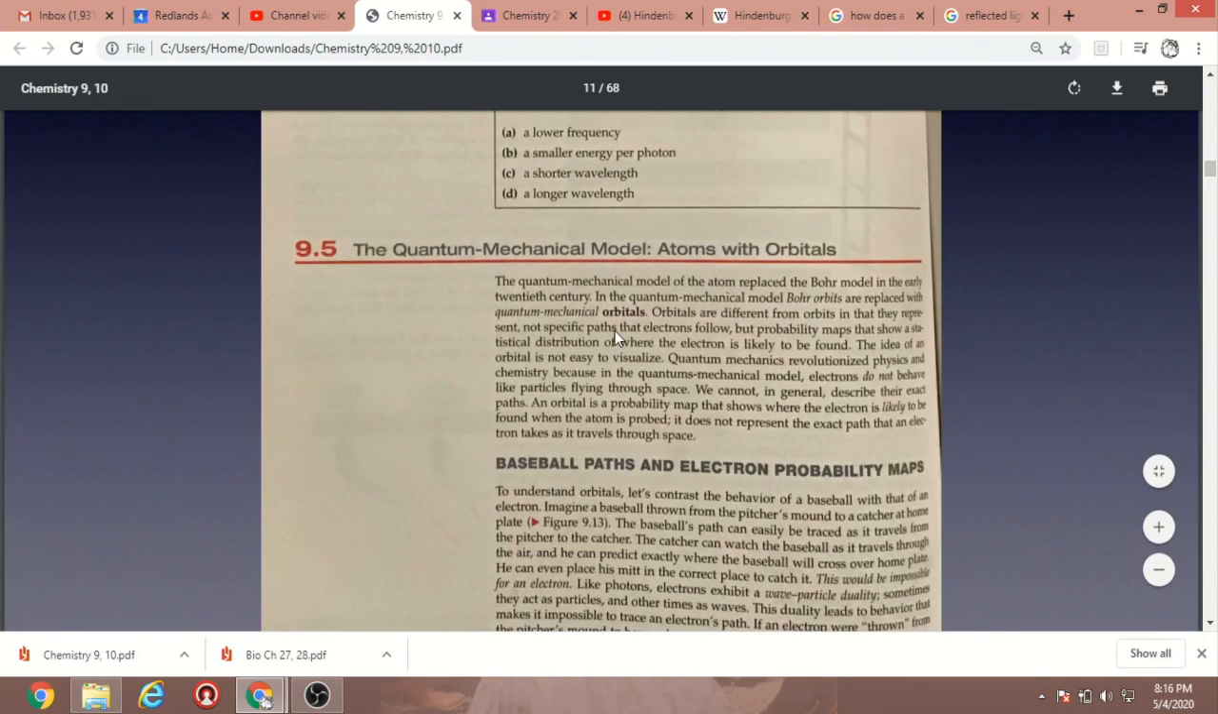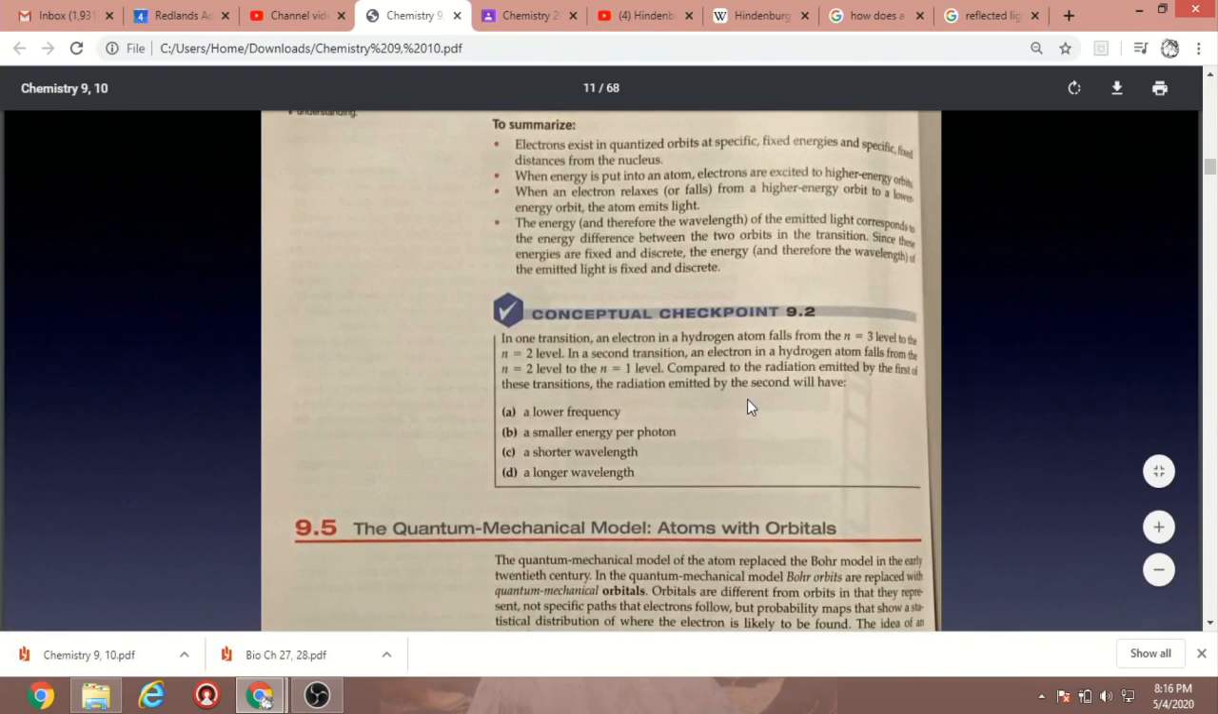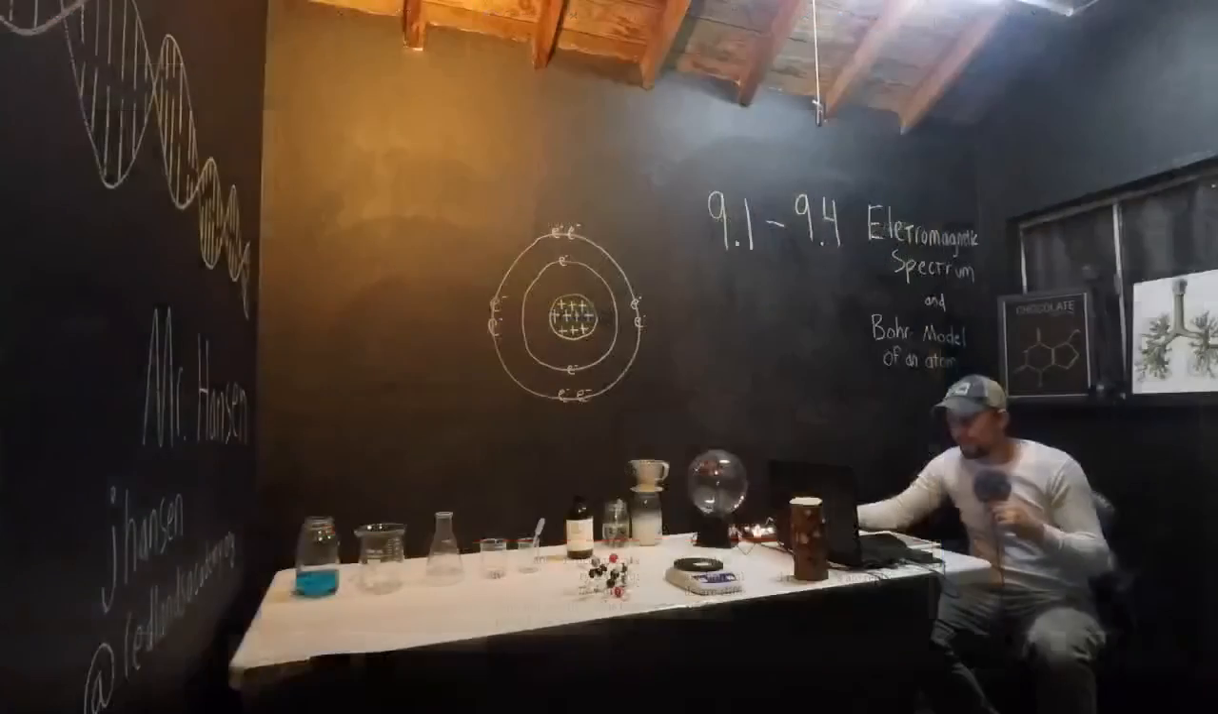In the next lesson, we're going to look at the quantum mechanical model of atoms. And instead of talking about orbits, we'll talk about orbitals.